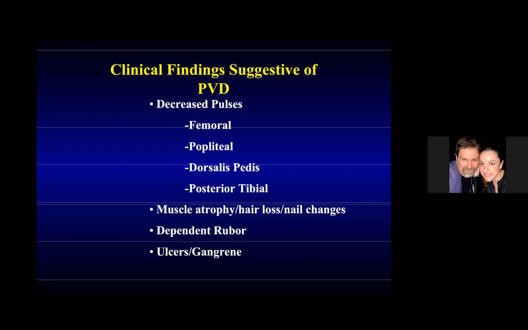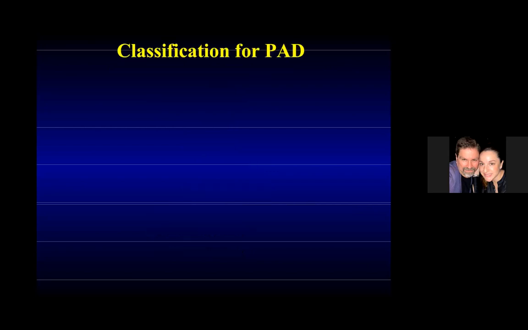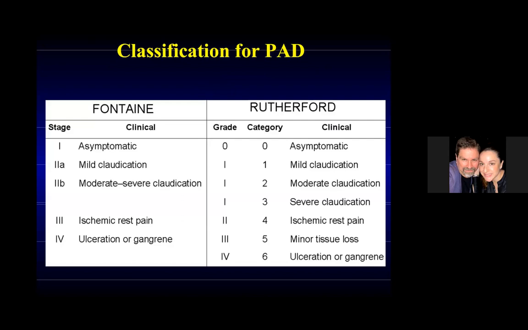Dependent rubor, as I mentioned, and then in later stages, as this progresses into critical limb ischemia, the patients will have ulcers and gangrene. So classification of PAD. There's 2 authors that have made a classification of peripheral arterial occlusive disease, okay?